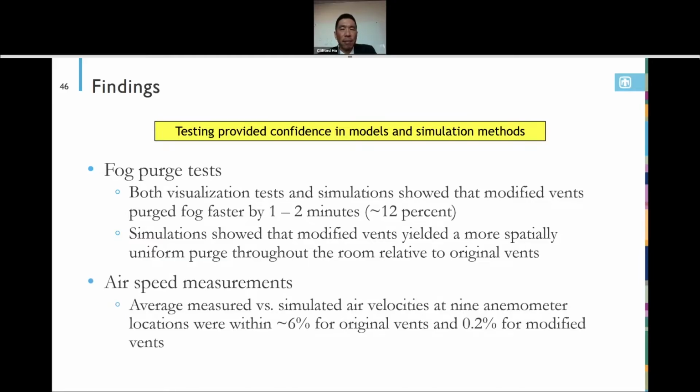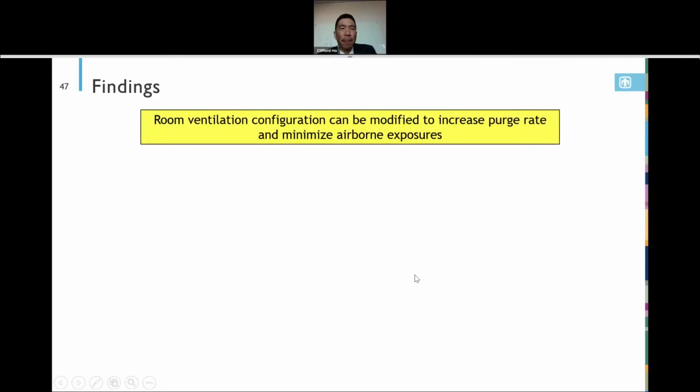Airspeed measurements: the average measured versus simulated air velocities at the 9 locations were within 6% for the original vents and less than 1% different for the modified vents. So this basically gave us confidence again in the models and simulation methods. In terms of the takeaway from this, we believe room ventilation configurations can be modified to increase the purge rate and minimize airborne exposures.